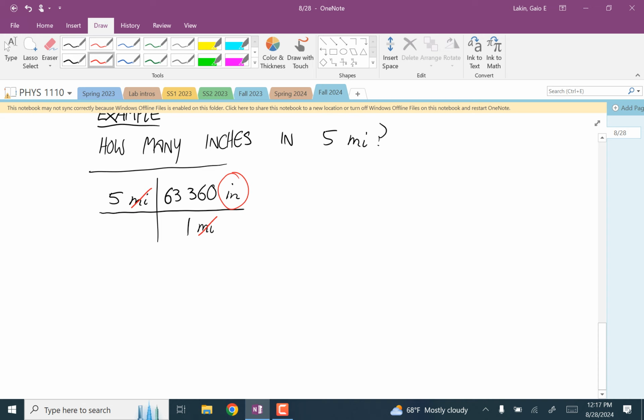So now all you have to do is multiply and divide out the numbers, and it'll give you the value. And you get 316,800 inches. Any questions about that? Okay.